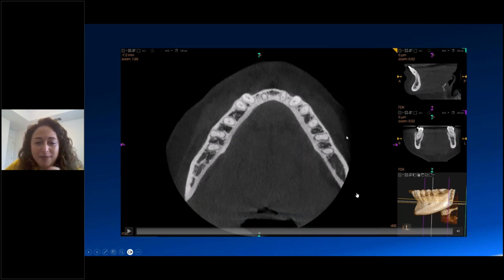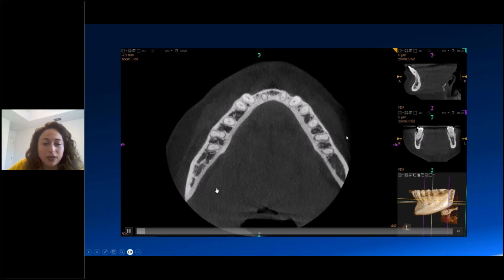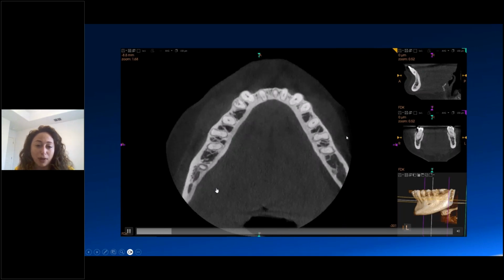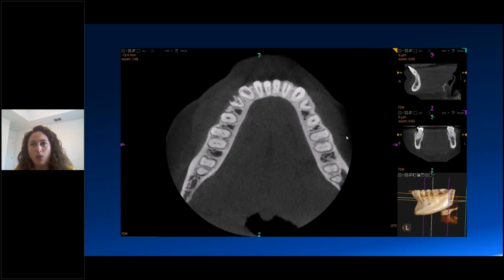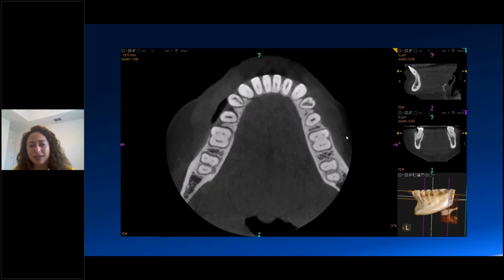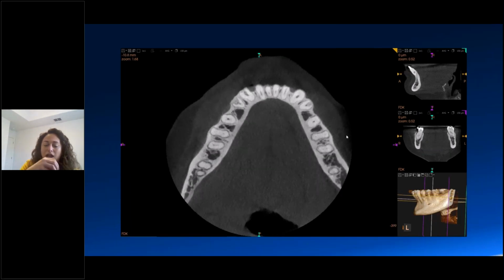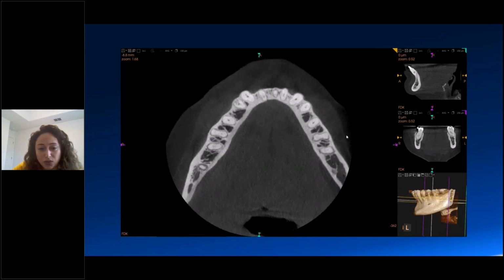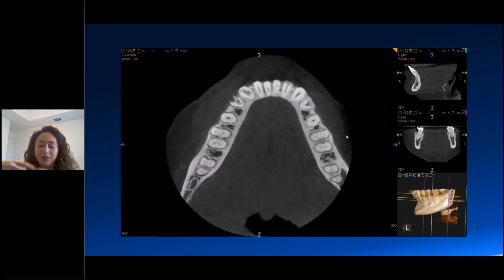Okay, this is another example of external cervical root resorption. And oops, let me play the video. You can see in this case that we have multiple resorptive defects in that patient's mouth. So I wanted to show you that case just as a reminder. Every time you see one root resorption, make sure you do a quick scroll to look at the rest of the scan and rule out the presence of any other resorption as well.